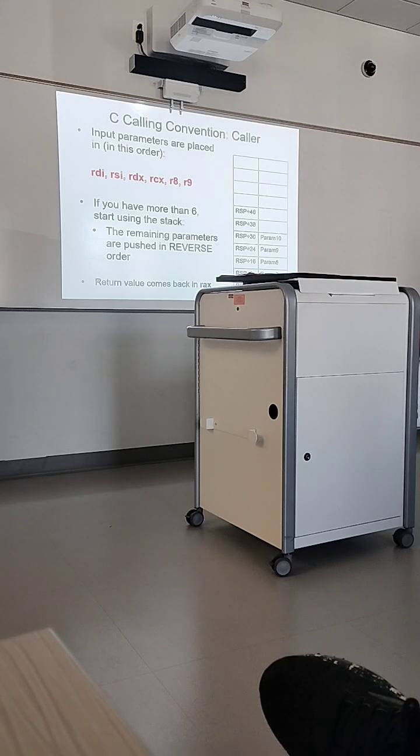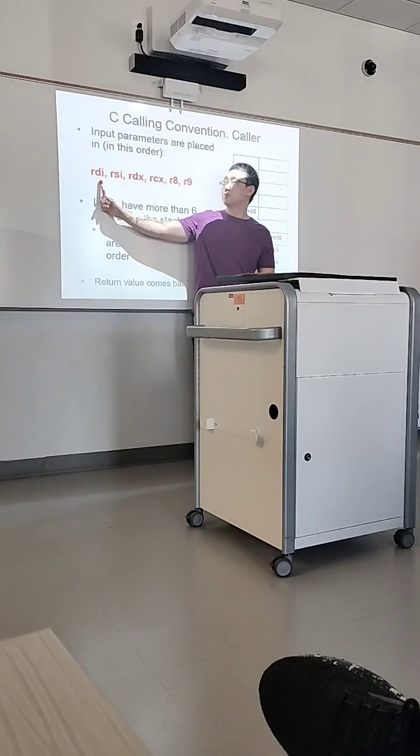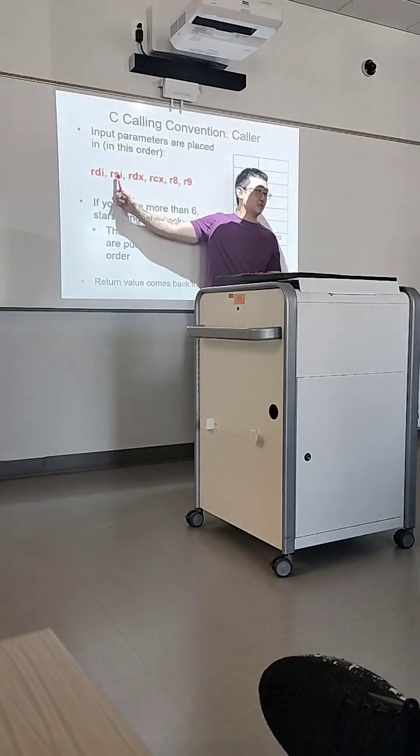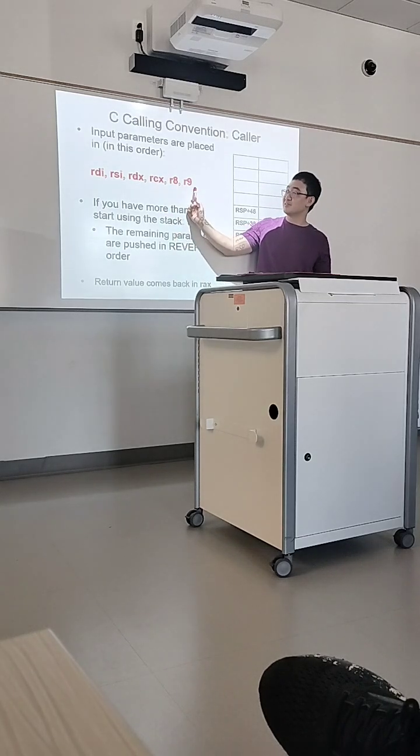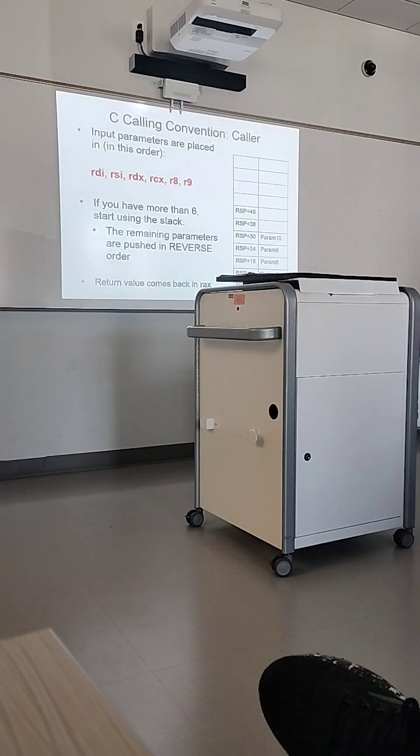All right, so the C calling convention that we're going to start with, because we're only focusing on integer type values, non-floating point values. The parameters are placed in these registers first, in that specific order. So if you only have one input argument, you put it here. If you have two, you put the first one here, the second one there, etc. What if you have more than 6? Then you start putting them on the stack.